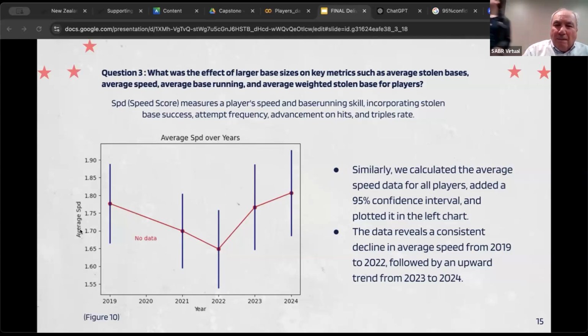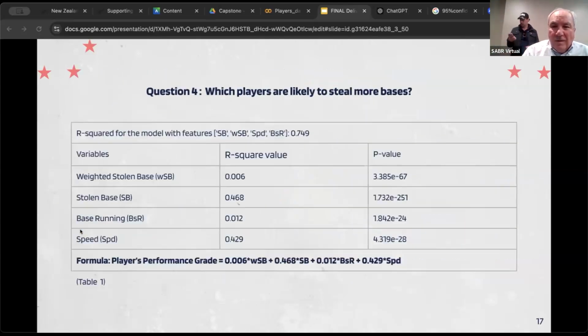Can you explain the speed score? Yeah, see, it's a base running skill. Can you show the formula? Oh, I see, okay, I didn't get to read that. Yeah, it's pretty small.